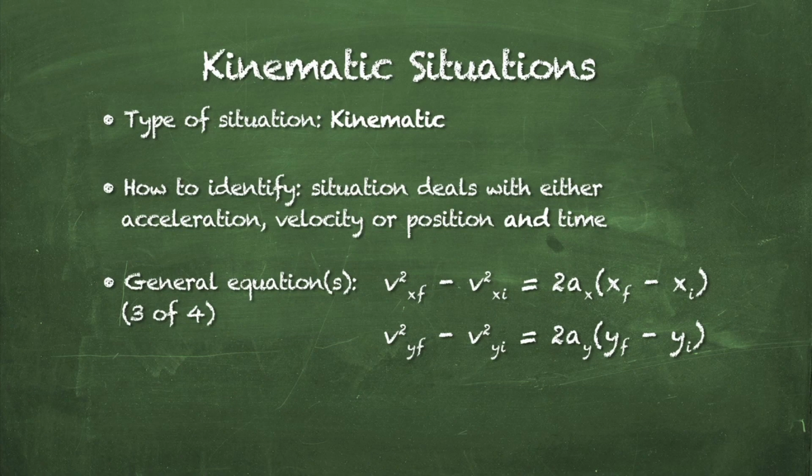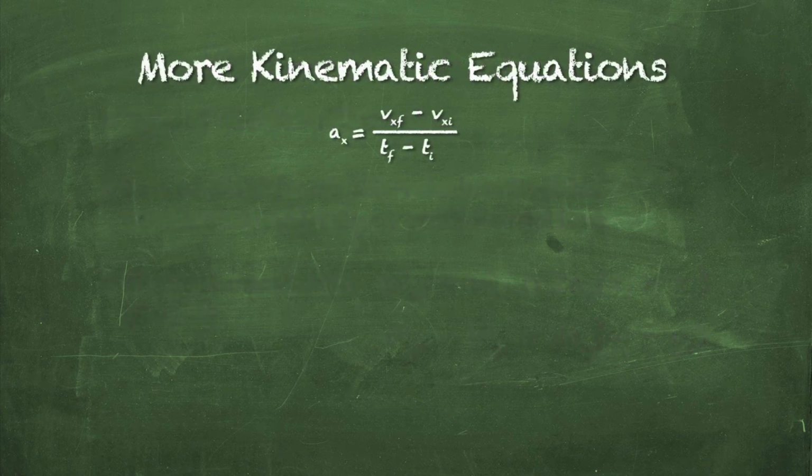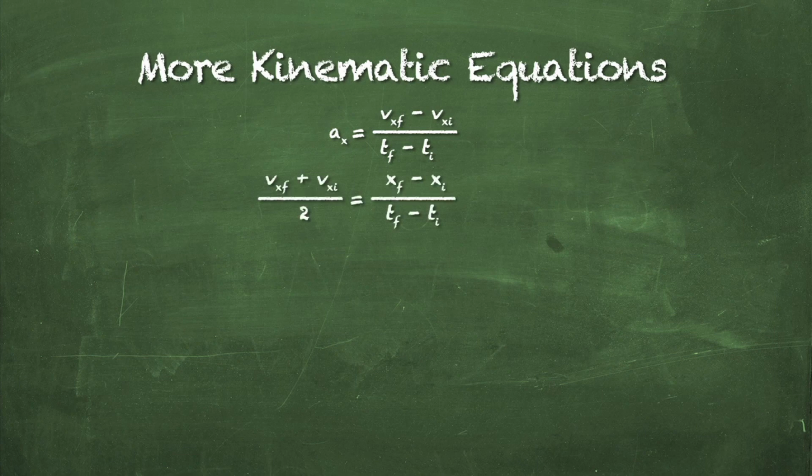We're going to do this one more time for our fourth equation. You might be able to guess that we're going to eliminate Vx final and Vy final. We're going to take our two starting equations that we had before. Ax is equal to Vx final minus Vx initial divided by T final minus T initial, and also Vx final plus Vx initial divided by 2 is equal to x final minus x initial divided by T final minus T initial.